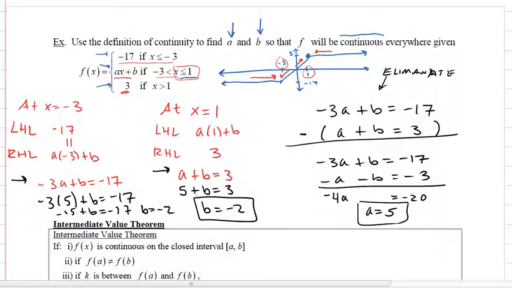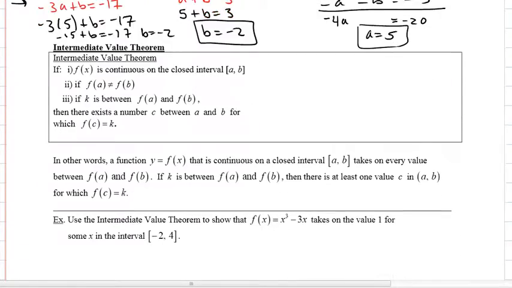Those are my two answers. In other words, if a is equal to 5 and b is equal to negative 2, so negative 5x plus 2 would be this black line right here. Okay, now moving on to the intermediate value theorem.